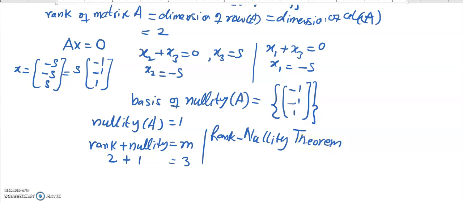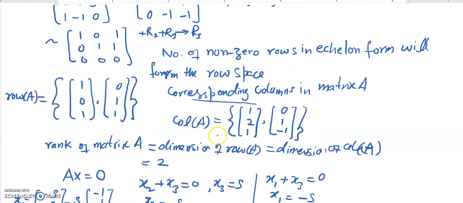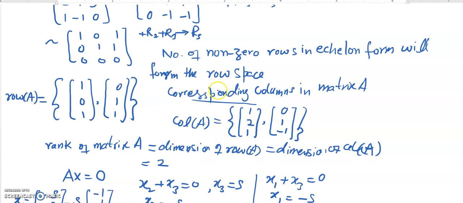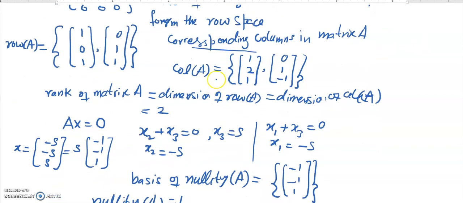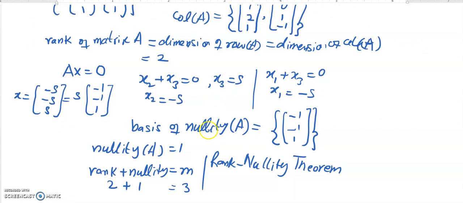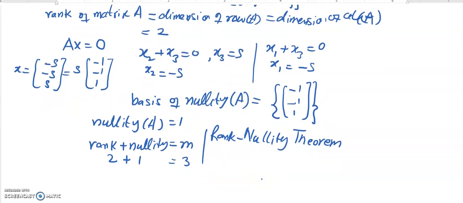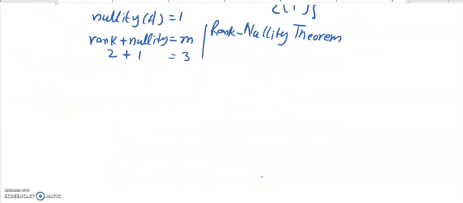Okay, so in this way we have calculated how to calculate the row space, how to calculate the column space, how to calculate the basis of the nullity, and then verified the rank nullity theorem in this example. So that was it, and then let's see one more example.